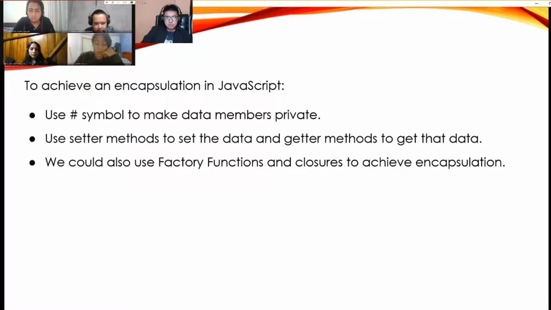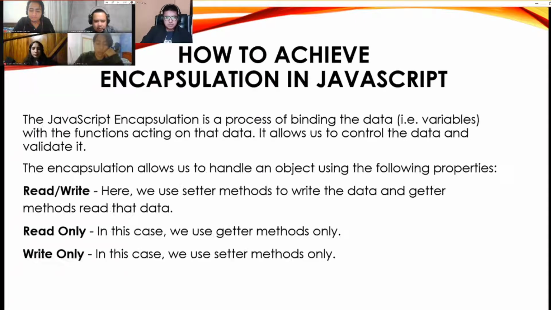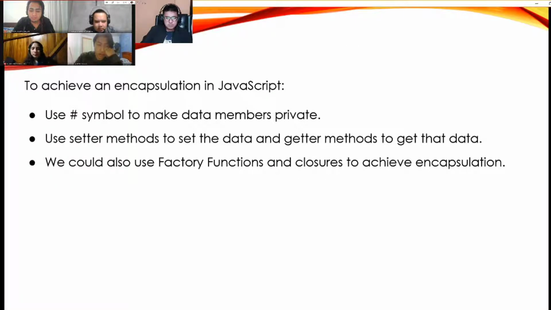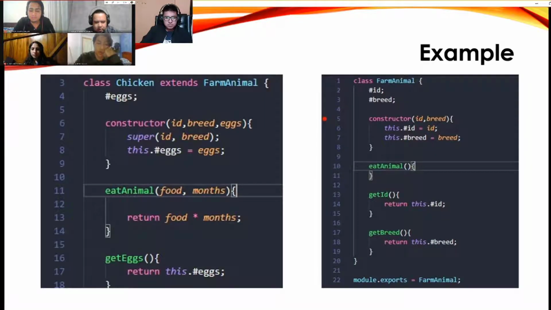To achieve encapsulation in JavaScript, we use the numeral symbol to make data members private, and then we use setter and getter methods. We could also use factory functions and closures to achieve encapsulation, but in this case we use the numeral symbol and getters, like we see in the example.